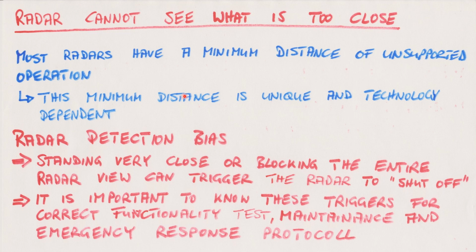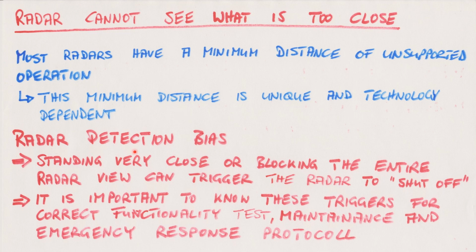This minimum distance, when they go in this special mode, is unique and technology dependent per radar. So this minimum distance is also not a fixed value where you can say it would be 20 centimeters, 30, 50, or up to 1 meter. It's dependent on radars. This is again a near miss behavior that I have seen multiple times, what I call the radar detection bias.